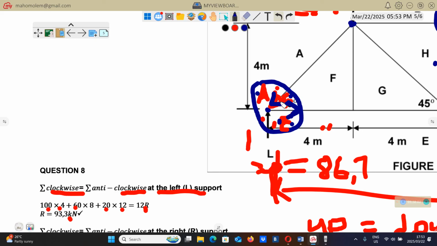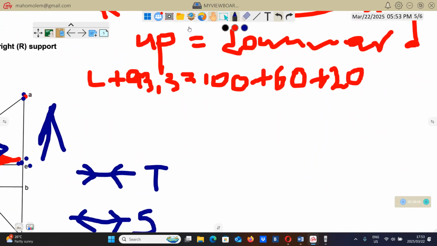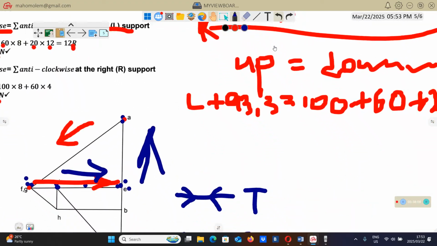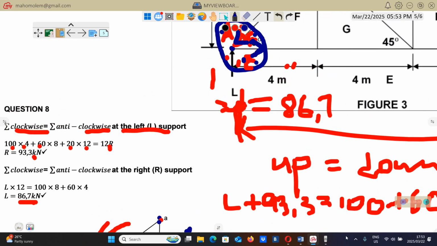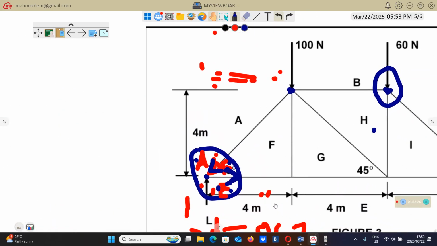So now, check these arrows. Where are they? Yes, these arrows don't point in the same direction. Look here. If this one is pointing in that way, this one will point in the opposite direction. If this one is pointing in that direction, this one will point in the opposite direction. So the same thing applies here.